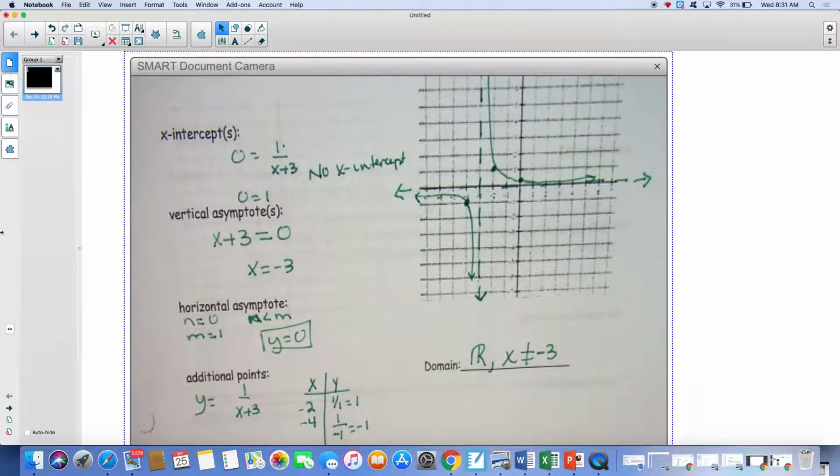And then your domain is all x except x can't be negative 3. Questions there? Anyone not done?